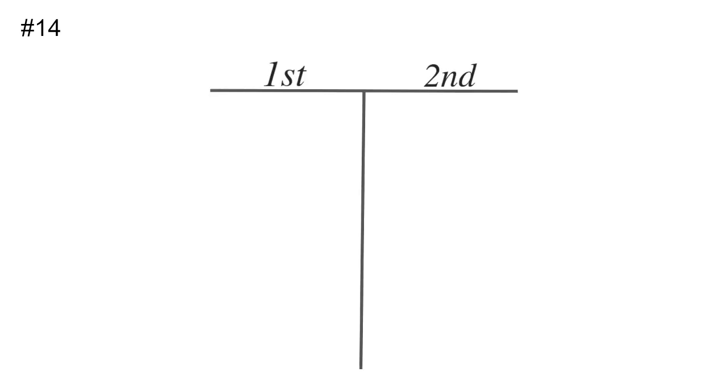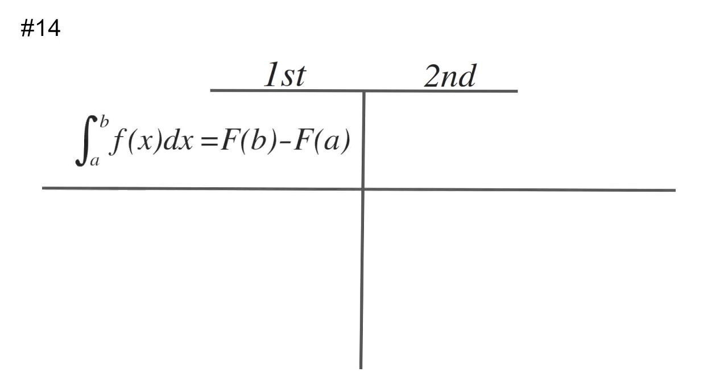Number 14, we're asked to discuss the difference between the first and second fundamental theorems of calculus. Here again, I have another chart made. This is the general form for the first fundamental theorem of calculus: the integral from a to b of f of x dx equals capital F of b minus capital F of a. Notice how this goes from lowercase f to capital F. Whereas the second fundamental theorem of calculus states that the derivative with respect to x of the integral from a to x of f of t dt is going to equal f of x. Notice how these are both lowercase f's.